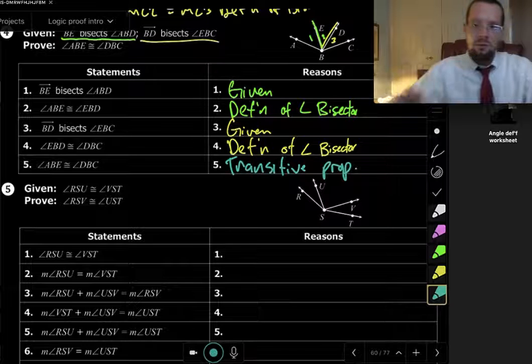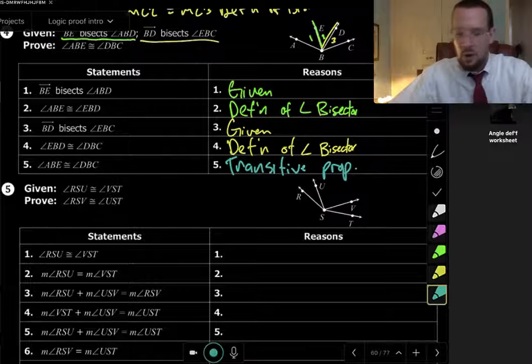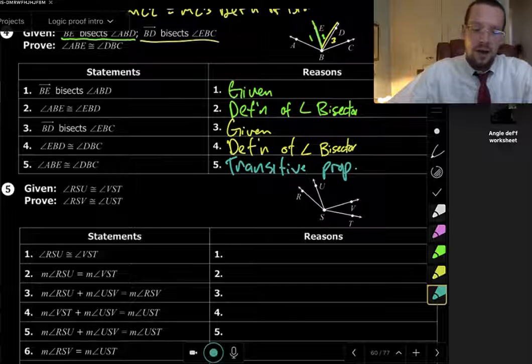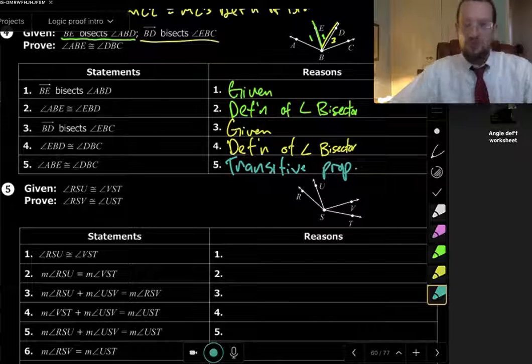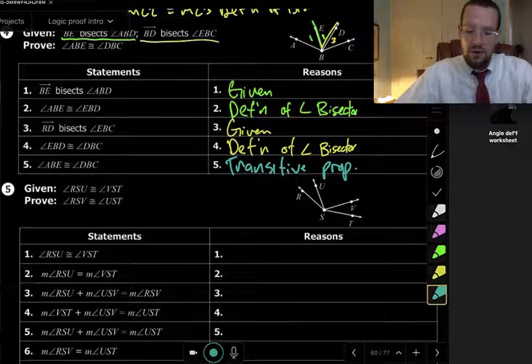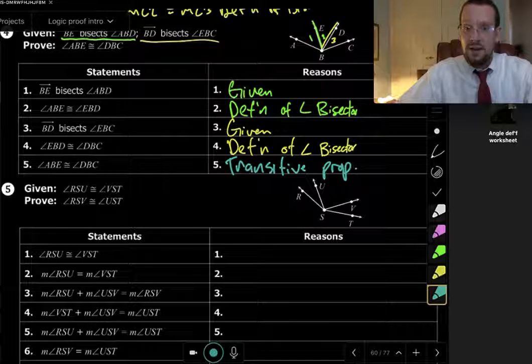Very similar to how we would wrap up a lot of segment proofs, really. Transitive property is perhaps the most important property when doing proofs, really. It makes the user be able to draw grand conclusions. And that's why typically it's used either at the very end of the proof or indeed to finish the proof.